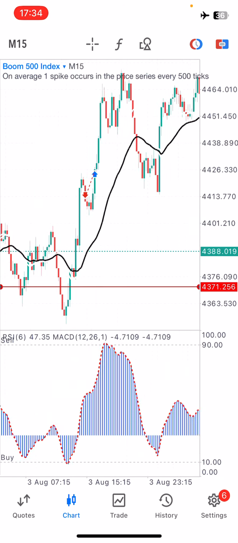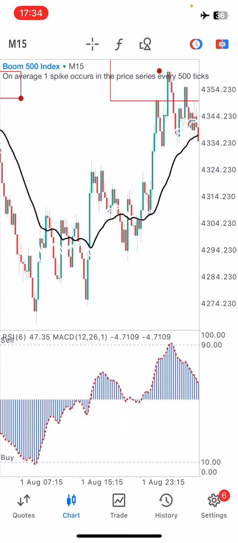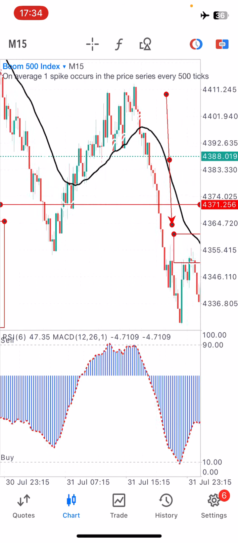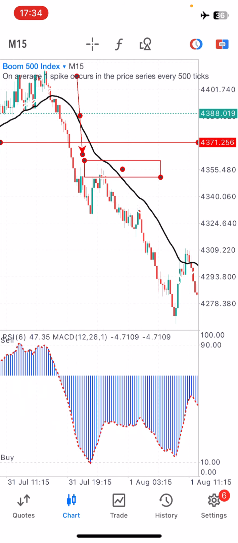The sell setup is there as well. You guys can see it. We have so many sell setups. I don't want to make this video long. I want you guys to go and try and study it. These are some of the setups that you see.